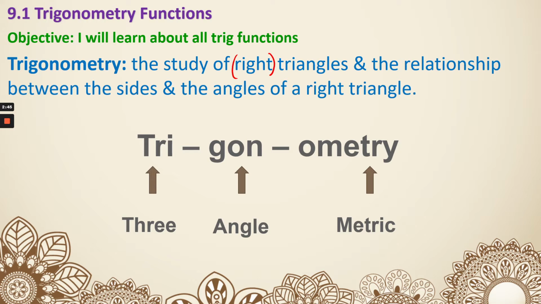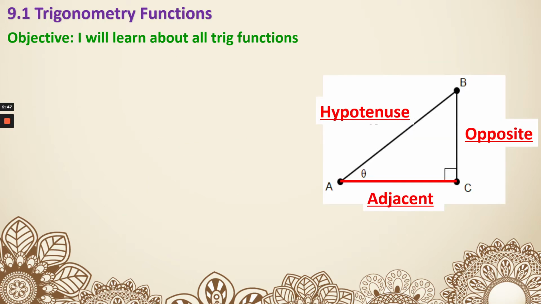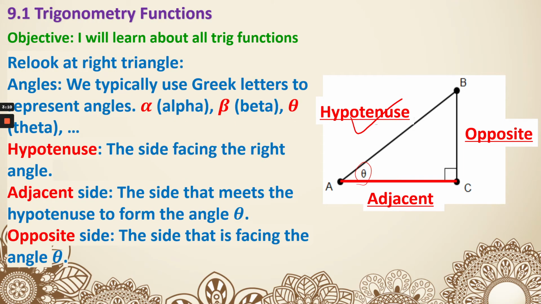Now let's define some new sides in a right triangle. We already know the hypotenuse. That's something we have been using. The other two sides, we used to call them legs. Now they're different. We call them adjacent and opposite. You also see this new symbol because we used to use capital letters to represent the angles, but in trigonometry, we typically label the angles inside. And we use Greek letters to represent them: alpha, beta, and theta.